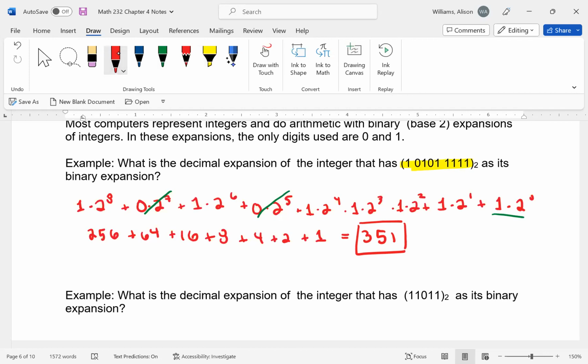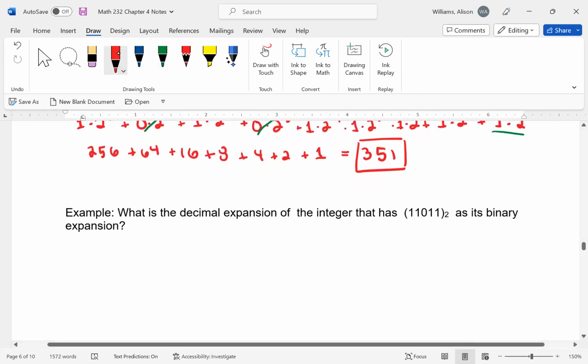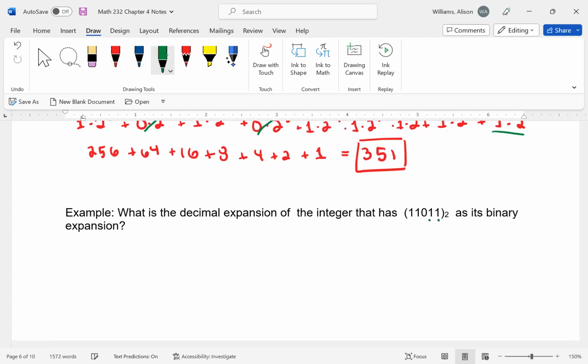So it's base 2. Let's just try that again. In fact, if you want to pause the video and give this one a try, and then you can see me work through it, that's fine. I'm going to figure out what the last number is. So 0, 1, 2, 3, 4. So 2 to the 4th. So 1 times 2 to the 4th, 1 times 2 cubed, 0 times 2 squared, 1 times 2 to the 1, and 1 times 2 to the 0.